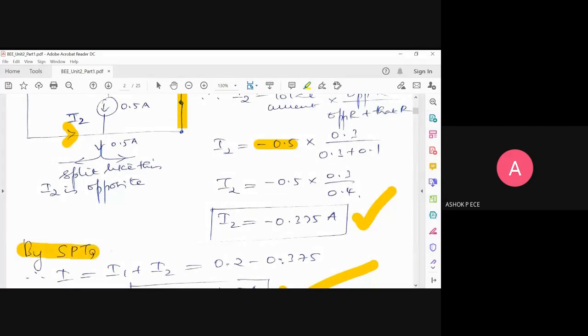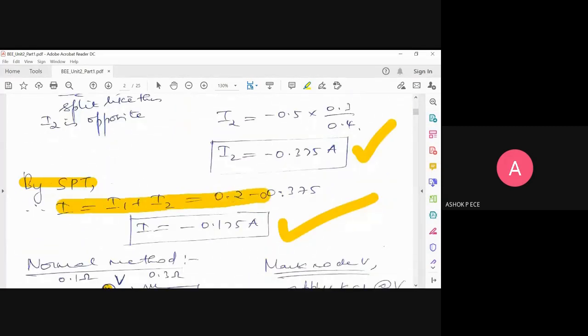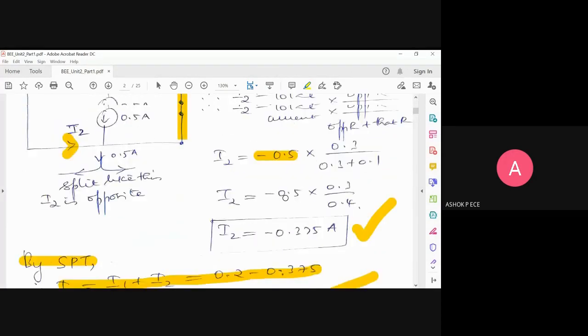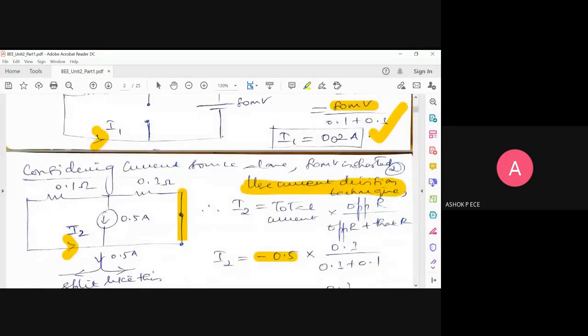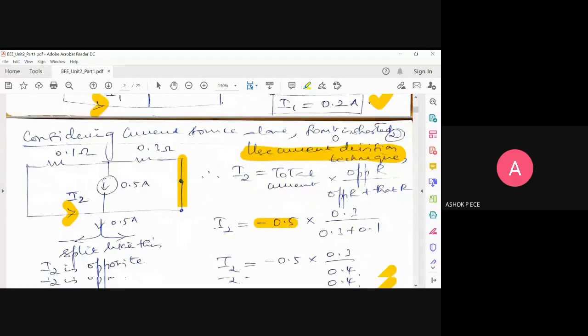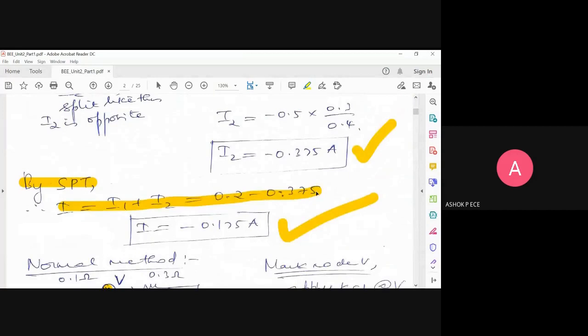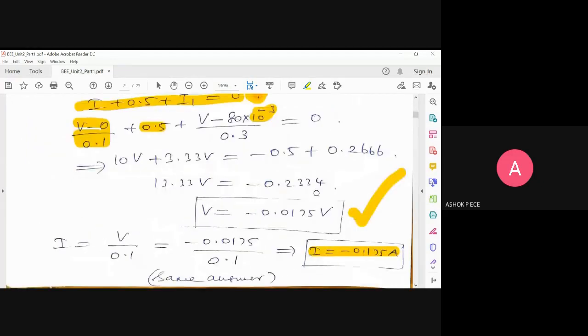By the superposition theorem, I can add the two currents because when you consider the sources individually, the measured variable has to be added. Here, the measured variable is current. In some questions, you may be asked to measure voltage. Same thing in that case, you will be doing V is equal to V1 plus V2. Mostly, we will be finding either V or I. So depending on that, you will be using the superposition theorem statement. So here I is equal to I1 plus I2. It is not taking magnitude and adding, it is adding the currents as they are. So it is 0.2 minus 0.375. It is going to be minus 0.175 amperes, which is the same answer you got by normally solving.